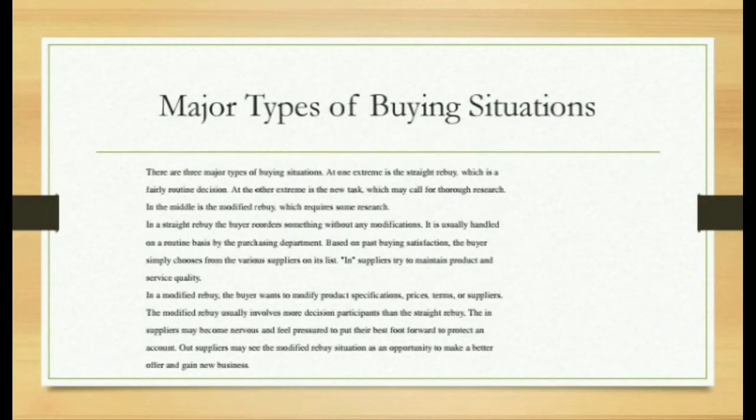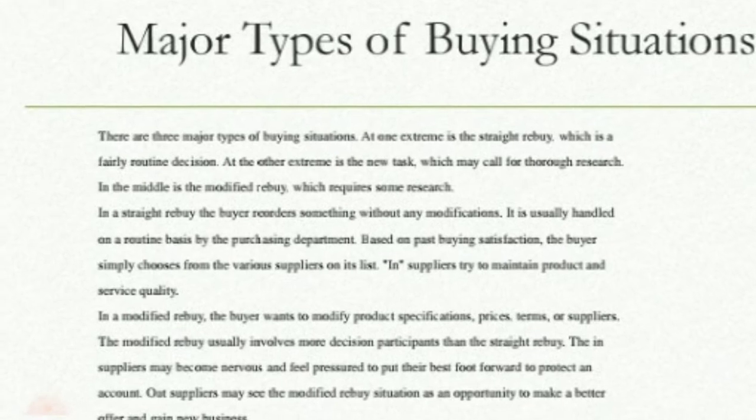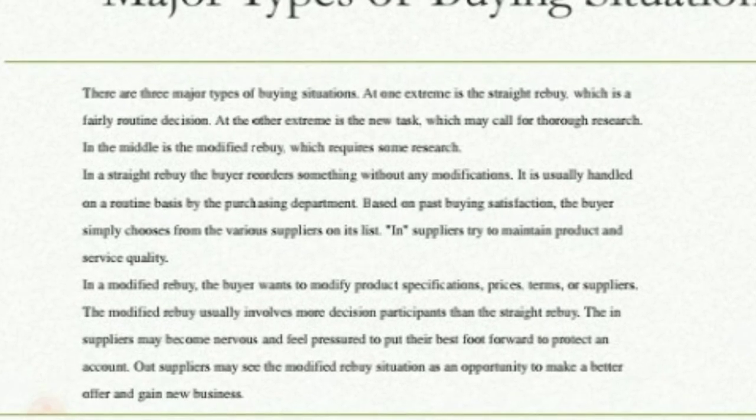Major types of buying situations. There are three major types of buying situations. At one extreme is a straight rebuy, which is a fairly routine decision. At the other extreme is the new task, which may call for thorough research. In the middle is a modified rebuy, which requires some research.